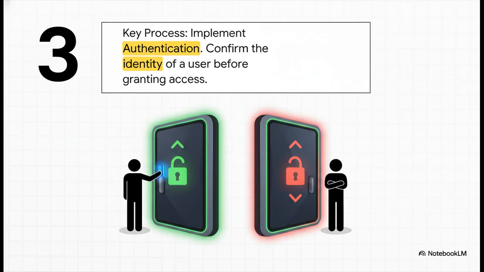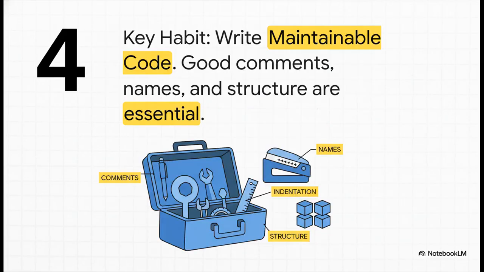Third, the gatekeeper. That's authentication. It makes sure that only the right people get access to the right parts of your program. And finally, the habit of a true professional, writing maintainable code. Clean, well-structured, and commented code isn't just about being neat. It's about building something that can actually last, be fixed, and be improved over time. It is a massive part of what makes a program robust.